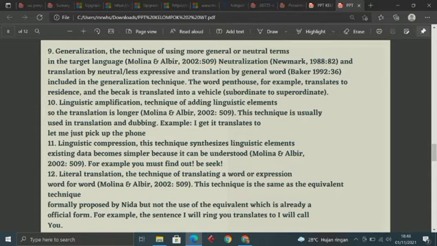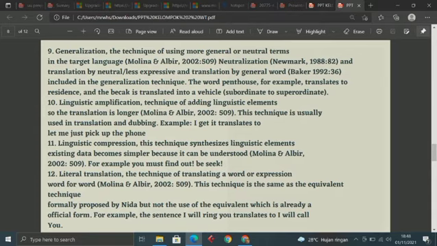Neutralization, Newmark, 1988, page 82, and translation by a less expressive word, and translation by a more general word by Baker, 1992, page 36. Include in the generalization technique the word penthouse, for example, translated to residence, and basic is translated into a physical, or subordinate to superordinate. 10. Linguistic amplification, a technique of adding linguistic elements so the translation is longer.